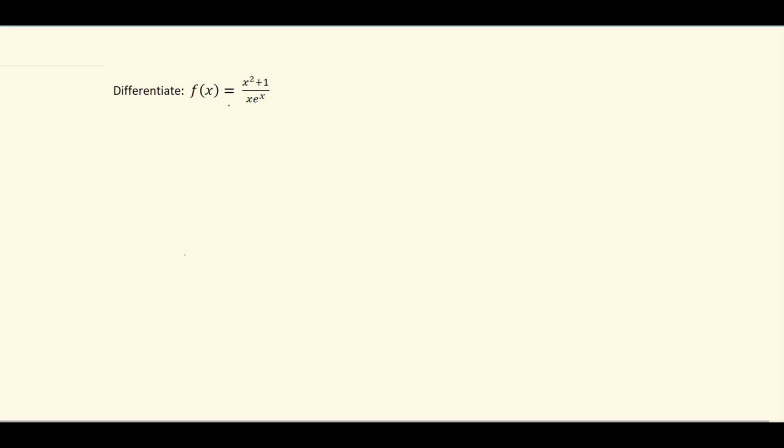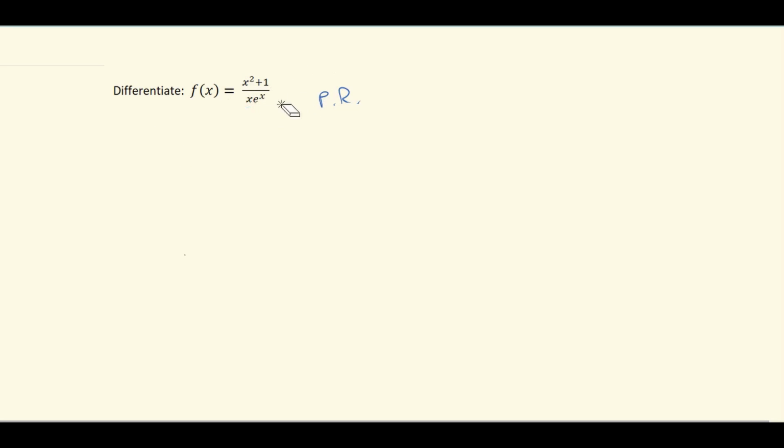Differentiate f of x is equal to (x squared plus 1) divided by x times e to the x. So when we look at this, we see that we have a fraction containing two functions. So we know that we're going to use the quotient rule. And we also notice that we have a product of two functions in the denominator. So that tells us that we're also going to be using the product rule.